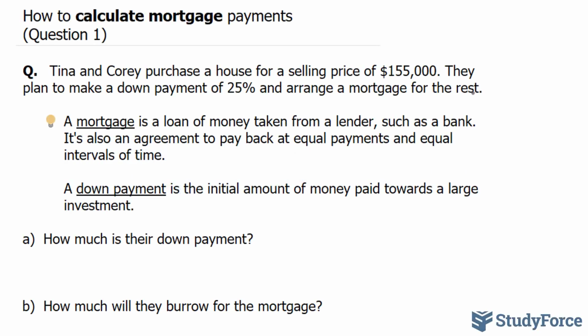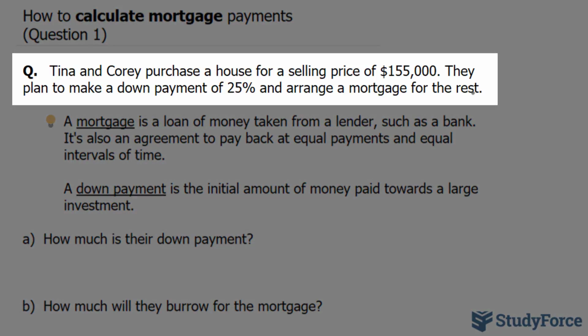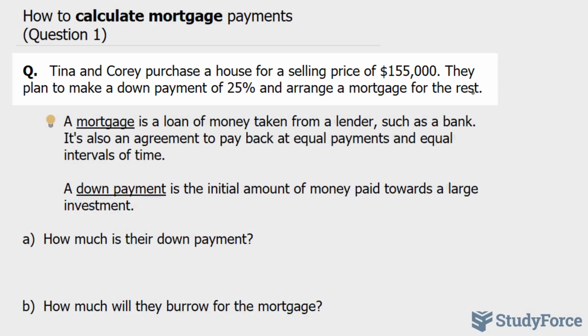In this video, I'll show you how to calculate mortgage payments. This is question number 1. Tina and Corey purchase a house for a selling price of $155,000. They plan to make a down payment of 25% and arrange a mortgage for the rest. Part A asks, how much is their down payment?